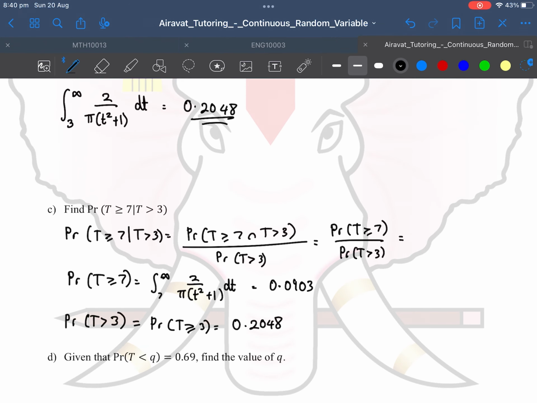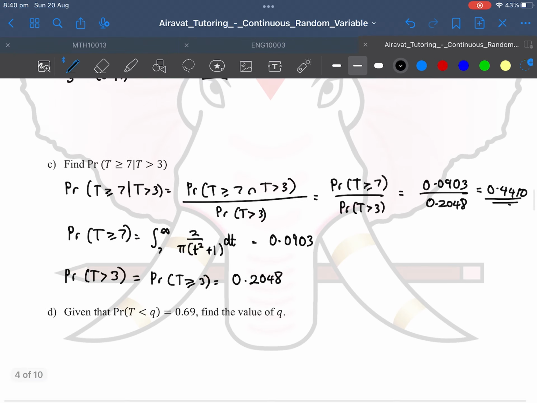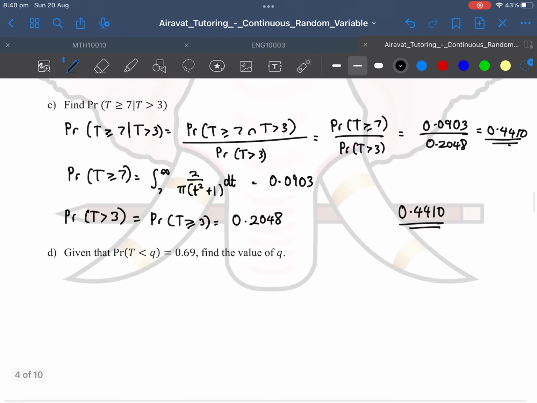So let's divide it. So 0.0903 over 0.2048. Dividing this on CAS, and you will get 0.4410. Alright, fantastic. Okay, so our answer to this question is going to be 0.4410. Alright, let's move on to the next question.